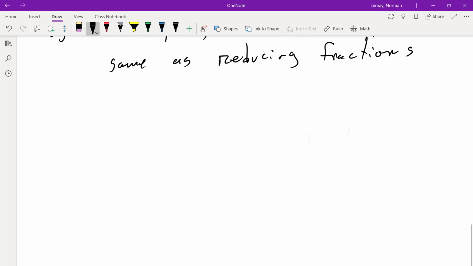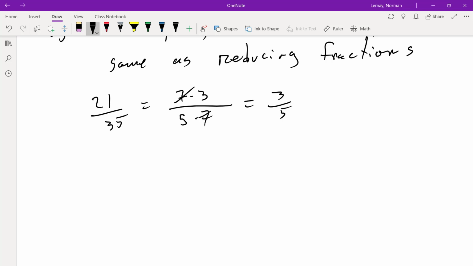To give a really quick numerical result, let's suppose that you have 21 over 35. Let's note that 21 can be rewritten as 7 times 3, and 35 is 5 times 7. The 7's cancel out, and so we get 3 over 5. So reducing fractions, remember that? That was a lot of fun back in the day. So in this case, that's all we're going to do.